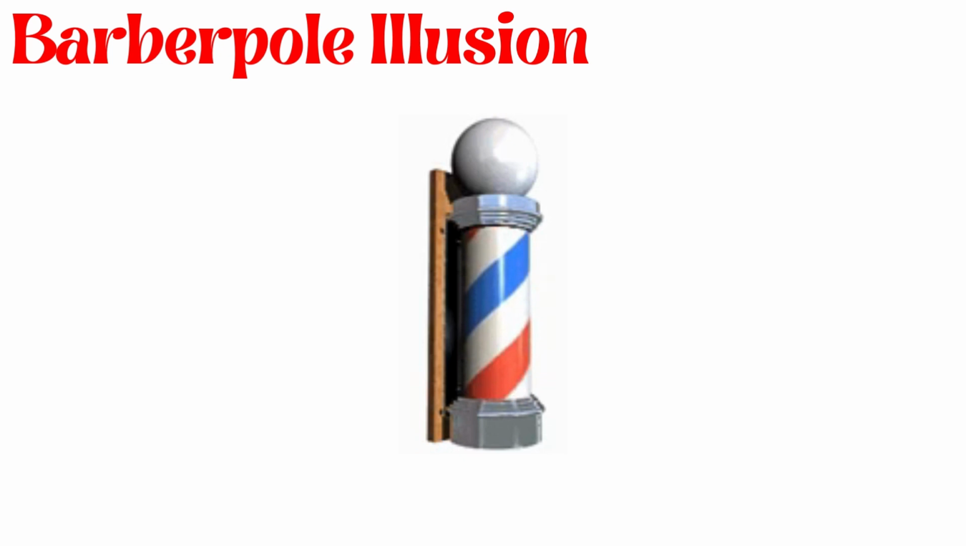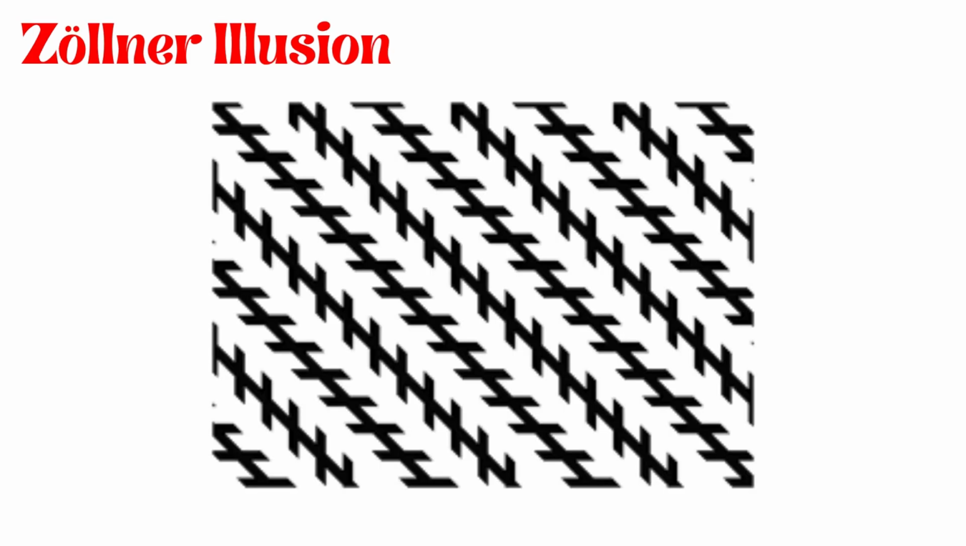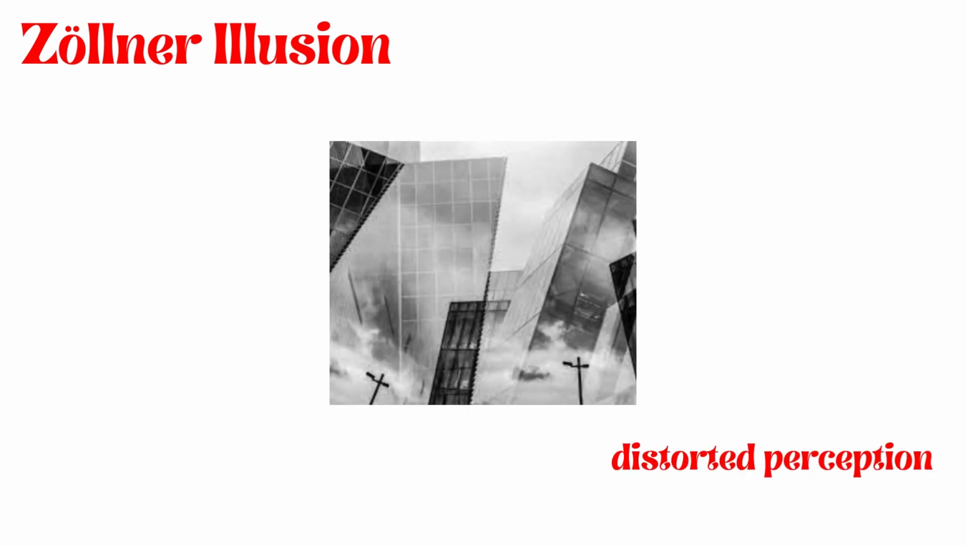The barber pole illusion is an optical illusion where a diagonally striped pole appears to be moving in a particular direction when rotated, despite its actual motion being ambiguous or non-existent. The Zöllner illusion is an optical illusion, where parallel lines appear to be non-parallel due to the presence of diagonal lines intersecting them, creating a distorted perception of alignment.